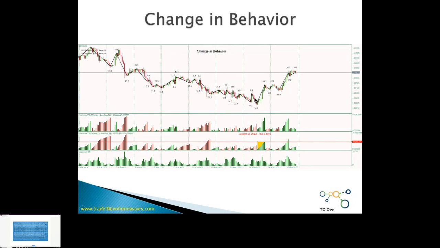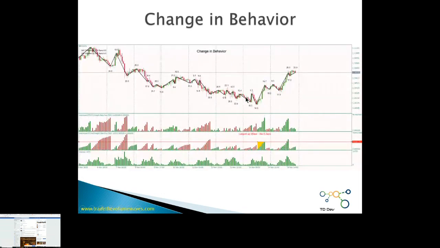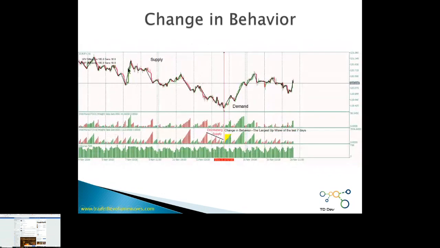Okay, let's look at another example. Again, we're going with supply. The red ones are bigger than the green ones, much bigger here. Then we see this decreasing supply, all right? After this decreasing supply, we see the first up wave, and this is the largest of the last 7 days. So this was euro, this is euro, Japanese yen, this chart. Okay, so that's a change in behavior.